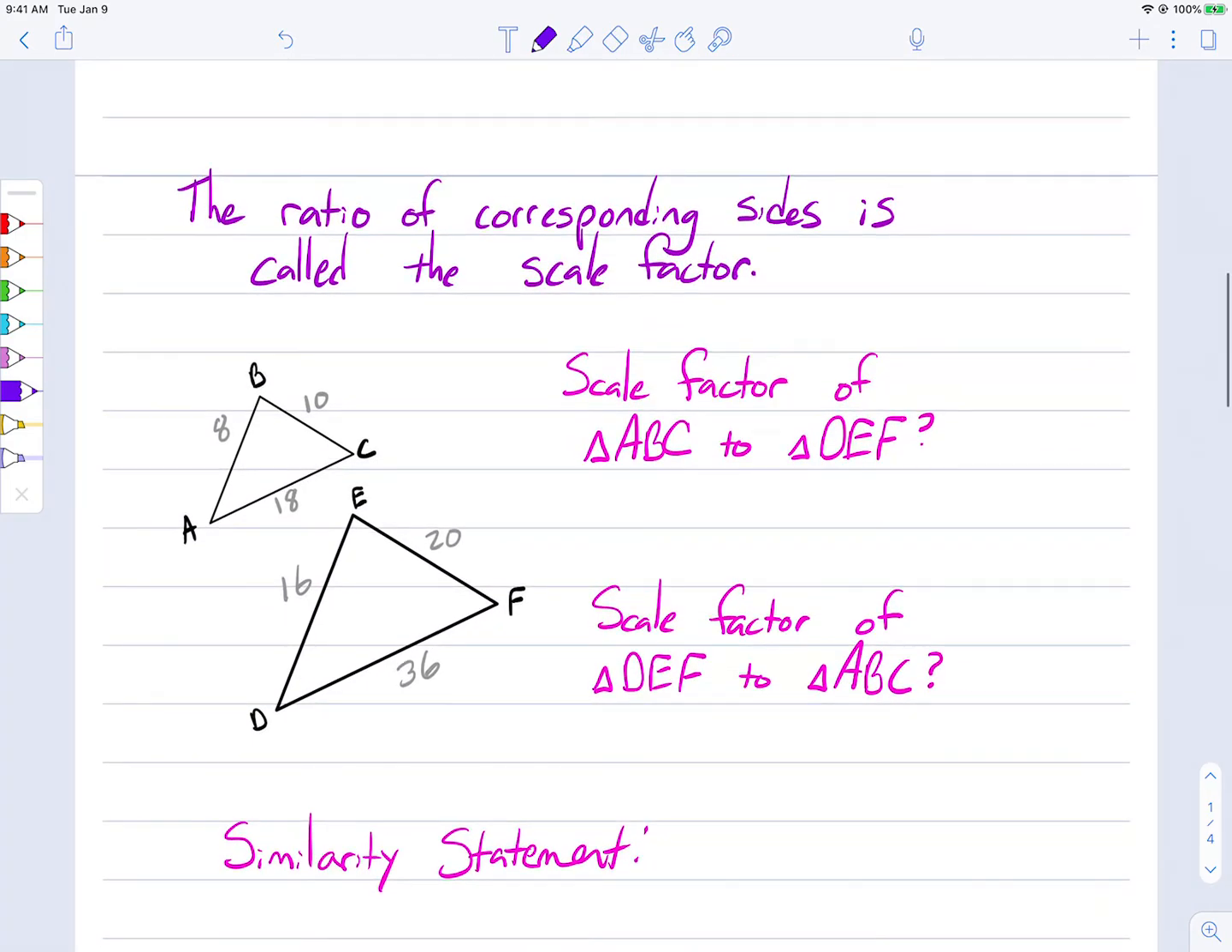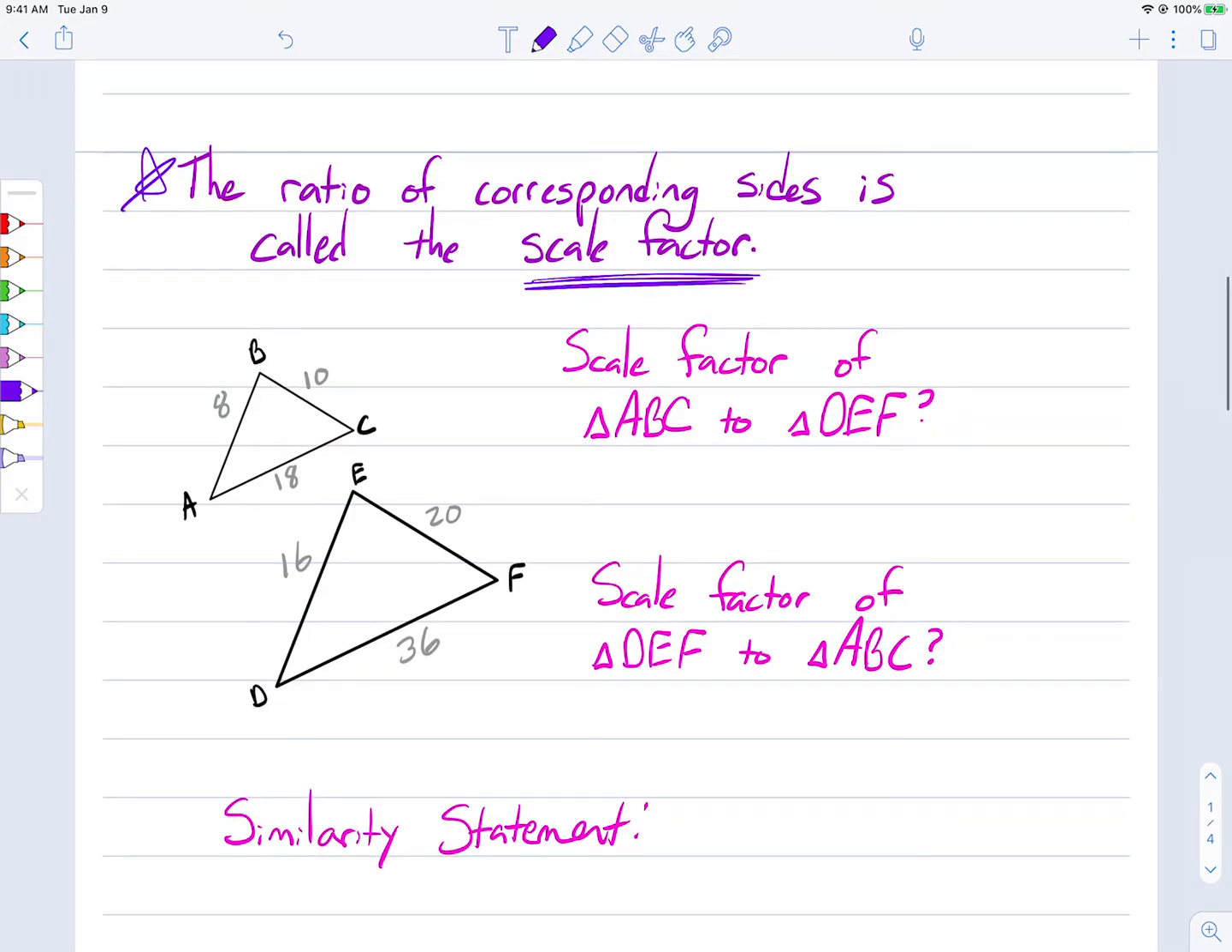So let's just say that the ratio of the corresponding sides is called a scale factor. So this should sound very familiar because scale factor is also what you used in a dilation. So it's saying something is 2 times bigger, 3 times bigger, 4 times bigger, or so on. Now there's different ways to figure out what the scale factor is because it depends on which triangle you start with. So if I were to ask what is the scale factor of triangle ABC to DEF, let's just take two sides that correspond to each other.